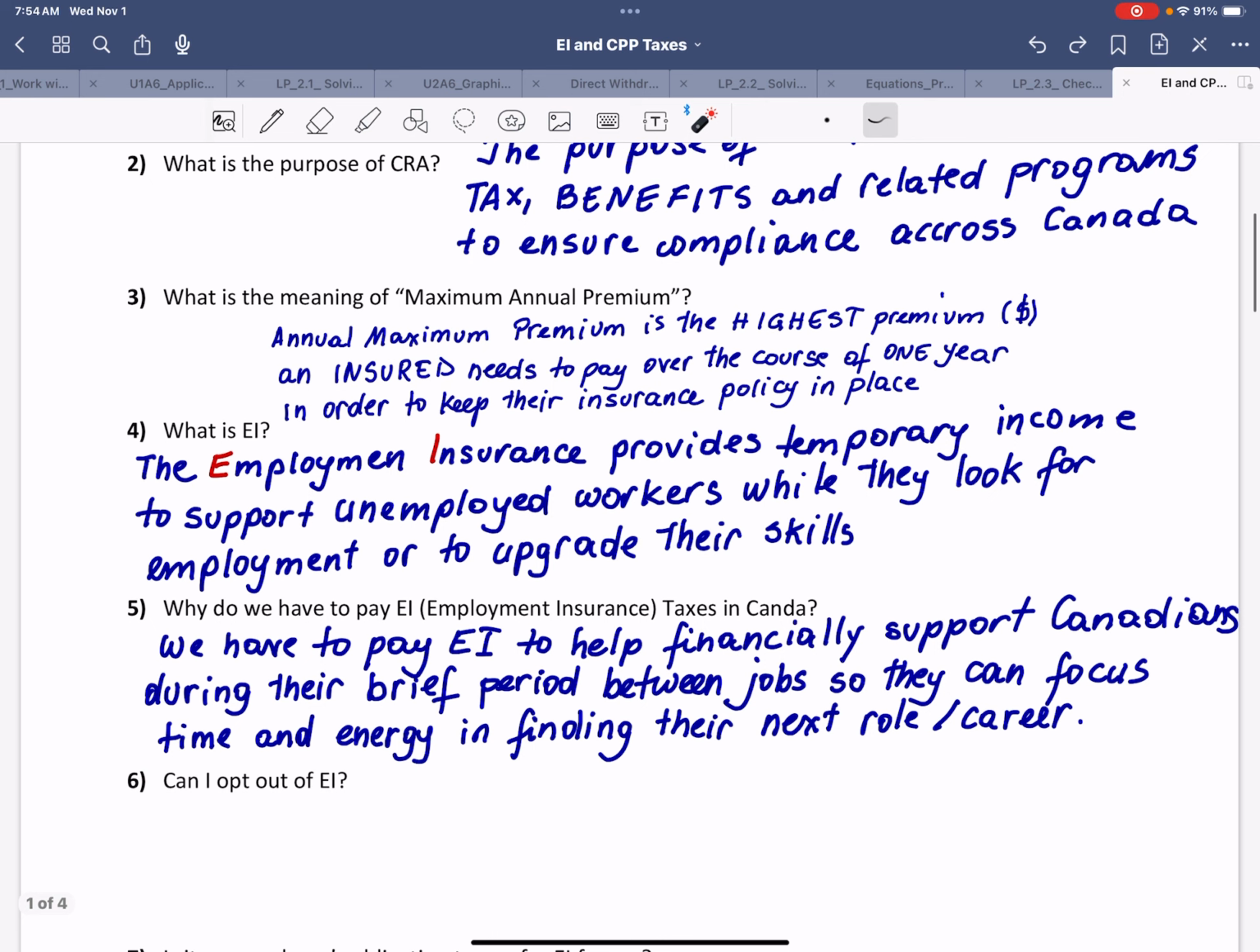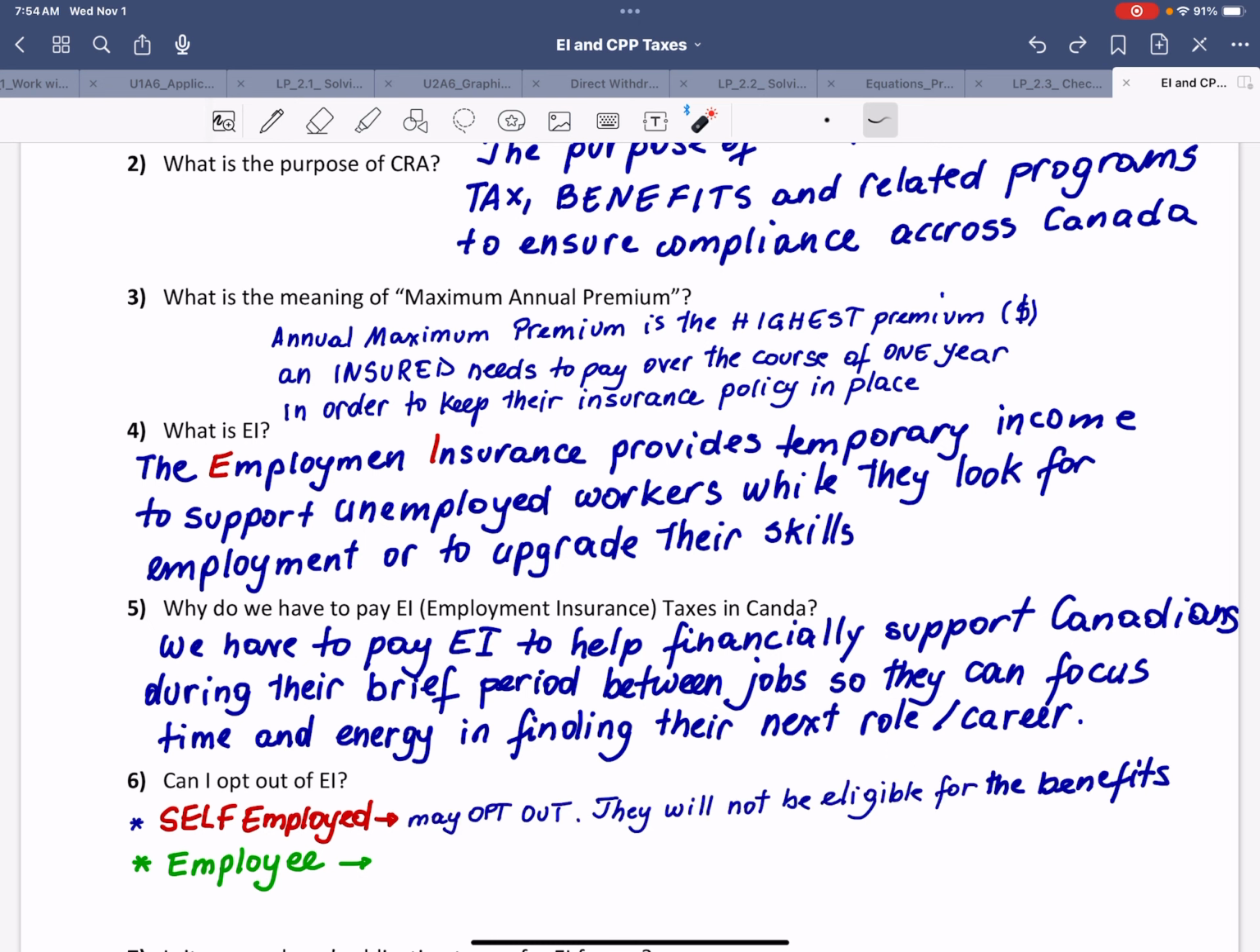Now, the next question that is probably in your mind is, can I opt out of employment insurance because I have a very safe job and I don't think that I'm ever going to lose the job, and I don't plan on upgrading myself or switching careers? Well, if you are self-employed or employed, that would depend. You may opt out, but on the other hand, you have to keep in mind that if you go out of business, you are not eligible for the EI benefits.